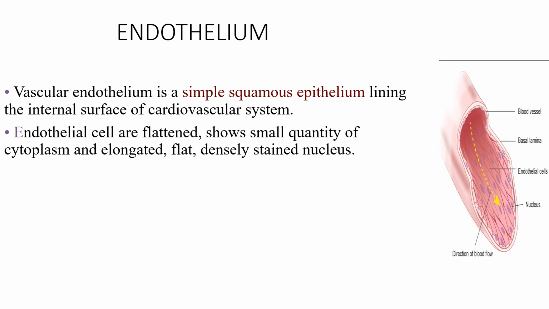All the blood vessels, may it be heart, arteries, arterioles, capillary, venules, or vein, they are all lined by simple squamous epithelium. So the epithelium lining the internal surface of cardiovascular system is known as vascular endothelium. When we see this under microscope after doing H&E staining, the endothelial cells appear flat. These are flattened cells. They show small amount of cytoplasm and they have elongated, flat, densely stained nucleus.